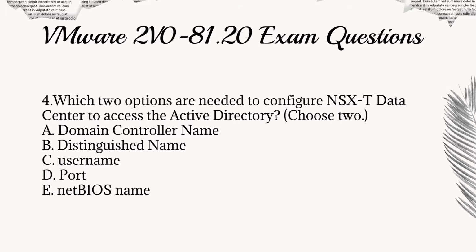4. Which two options are needed to configure NSX-T Datacenter to access the Active Directory? Choose 2. A. Domain controller name. B. Distinguished name. C. Username. D. Port. E. NetBIOS name.